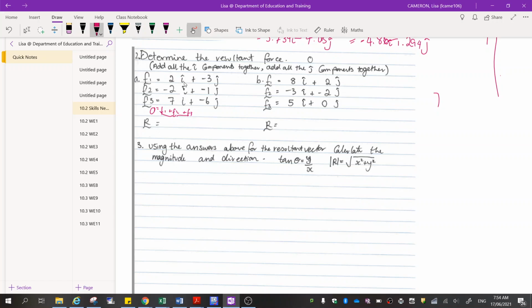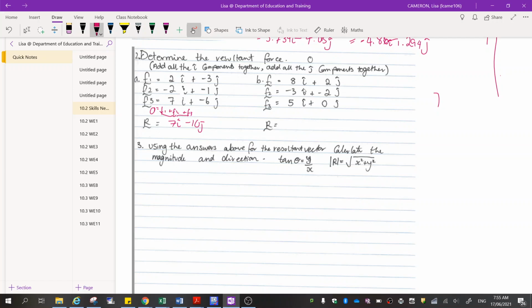Okay, so if I add all of my I components together, 2 minus 2 plus 7 will give me 7I. And if I do minus 3 minus 1 minus 6, that's going to give me negative 10J. Okay, so the resultant force of these three is going to be that.